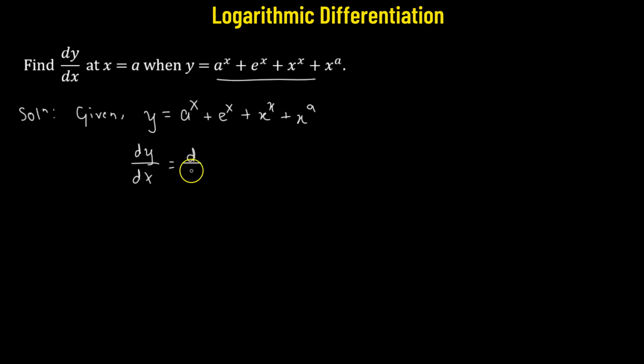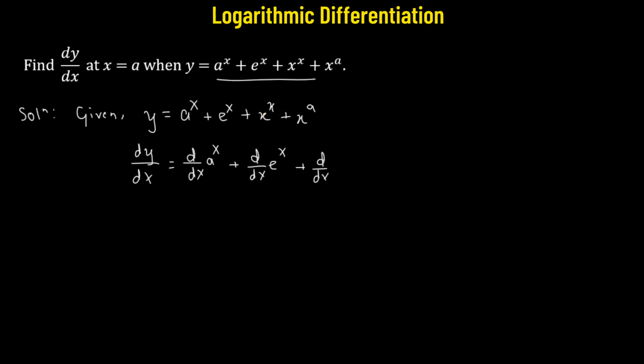which will be equal to the derivative of the individual terms on the right hand side, so the derivative with respect to x of a raised to the power of x plus the derivative with respect to x of e raised to the power of x plus the derivative with respect to x of, so here we have x raised to the power of x, but we'll not write it as x raised to the power of x.